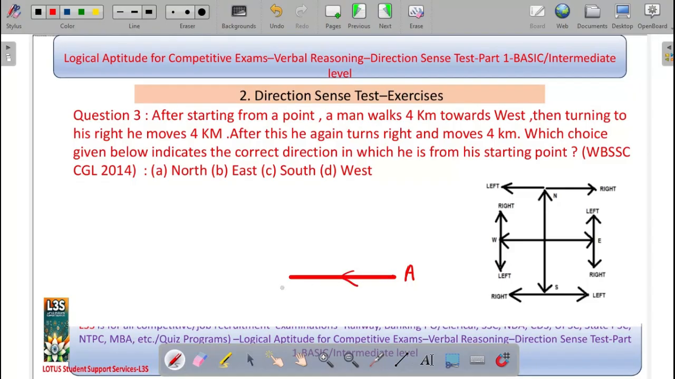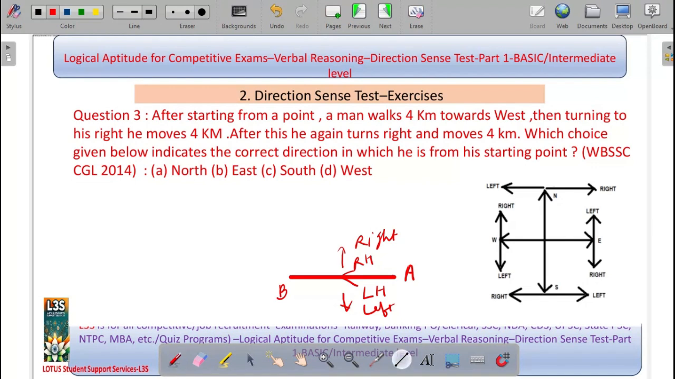Now when he is walking, say A to B towards west, his right hand side will be this side and left hand side will be this side. This will be his right, towards north, and towards south this will be his left side. Just imagine you are walking from A to B, then your right hand will be this side towards north, so that will be right side, and left hand will be towards south, so it will be left side. So we got A to B.